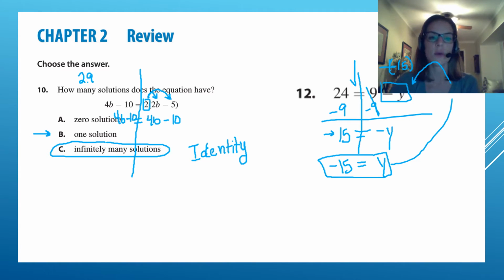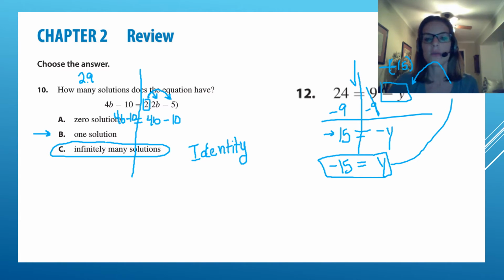If it has 0 solutions, it means that the variables cancel out and the numbers do not equal each other, which means like 10 equals negative 18. Those do not equal out. They are not equal to each other. So there is 0 solutions or contradictory. Okay. So go back through that lesson if you don't quite understand that one.